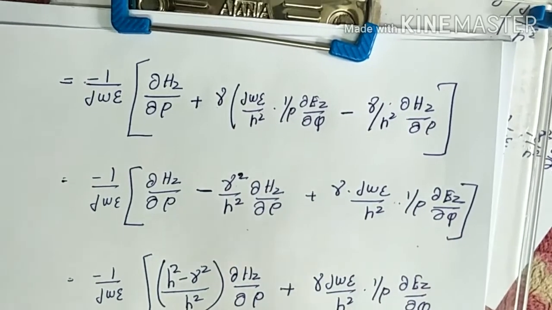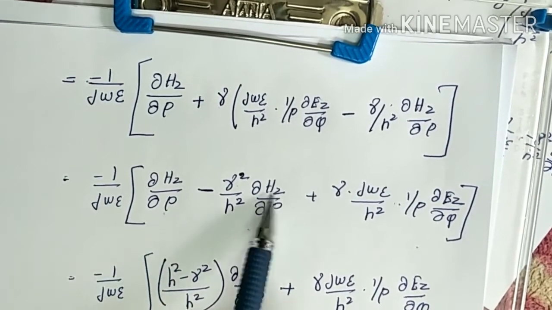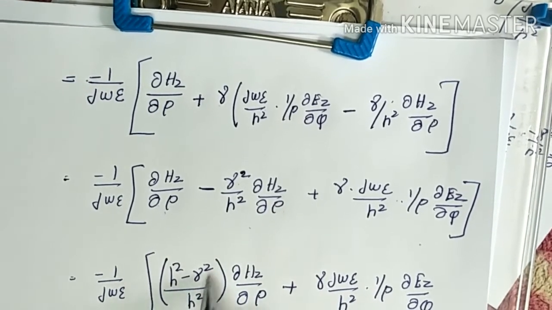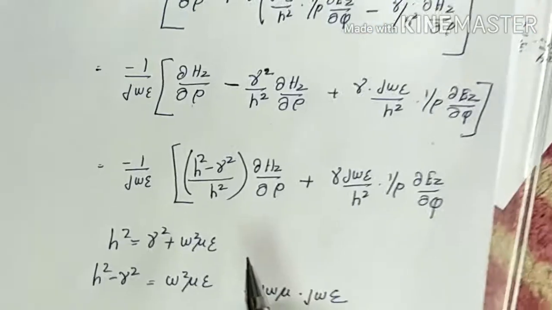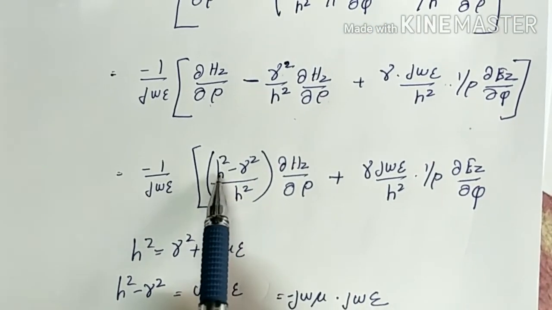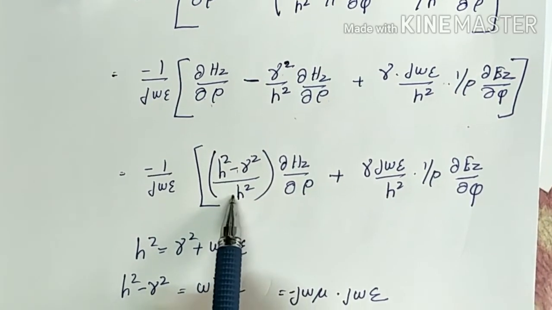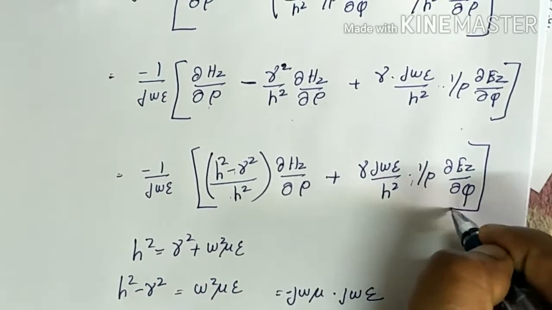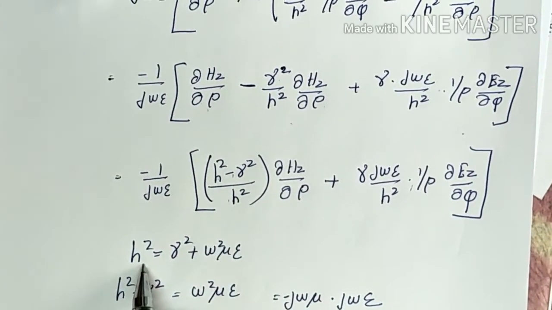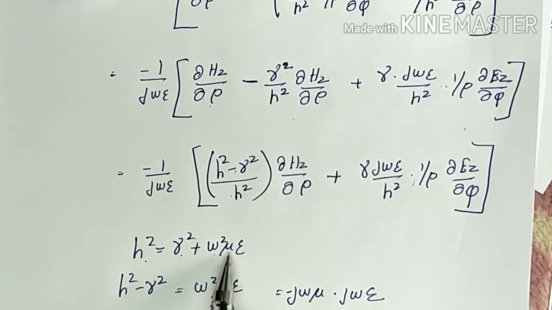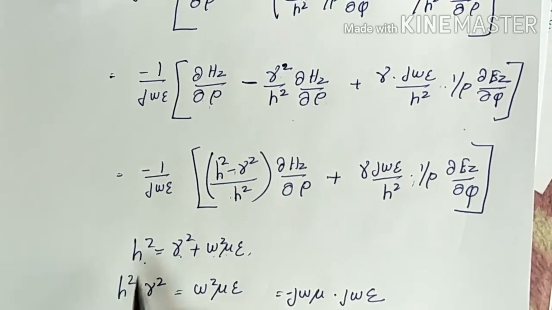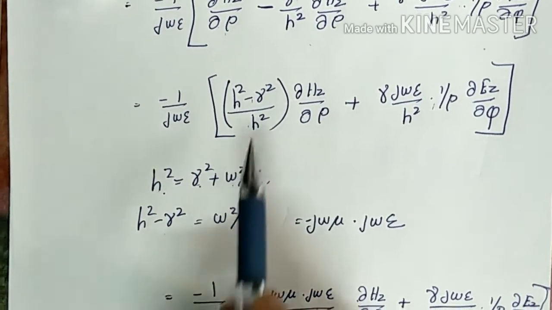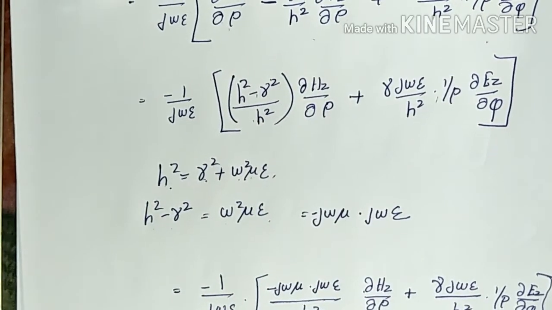I rearrange the terms. Here dou hz by dou rho, dou hz by dou rho. Take commonly outside. So you will get 1 minus r square by h square. If you take LCM, you will get h square minus gamma square by h square. The same term is repeated here. So in this, the constant h square is equal to gamma square plus omega square mu epsilon. Take this term here. H square minus gamma square is equal to omega square mu epsilon. So I can substitute here omega square mu epsilon.